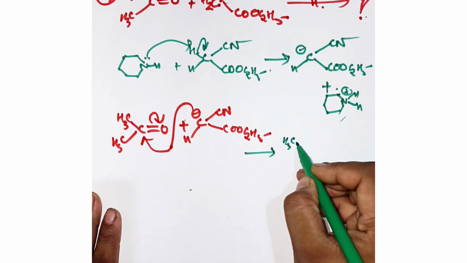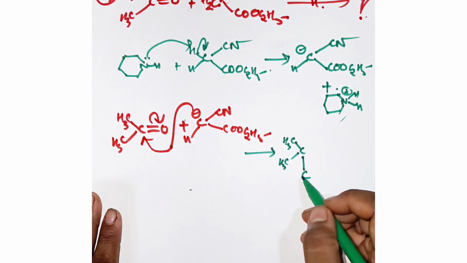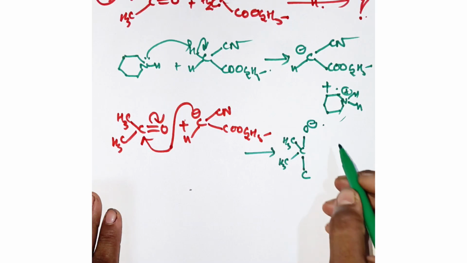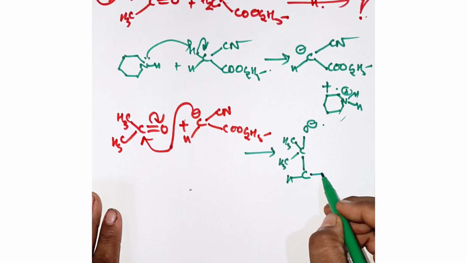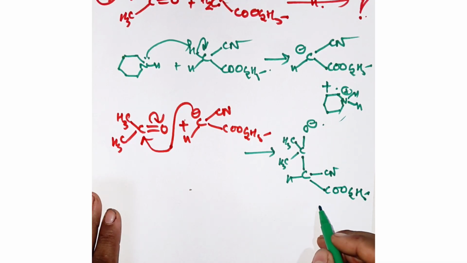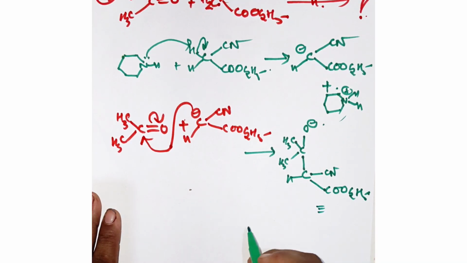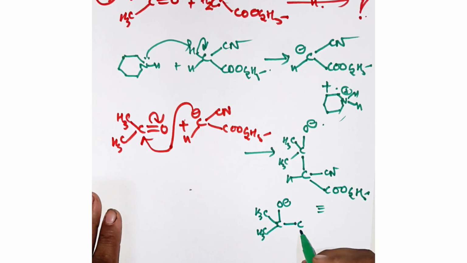It will give this CH3, C, CH3, here it is C, here it is O minus, and here it is H, then it is CN, and there is COOC2H5. This way you can write it, you can also change it. You can also write this one like this: O minus you can write here on this side, H, here it is CN, and here it is COOC2H5.